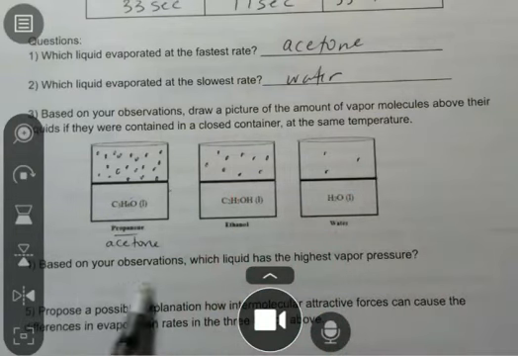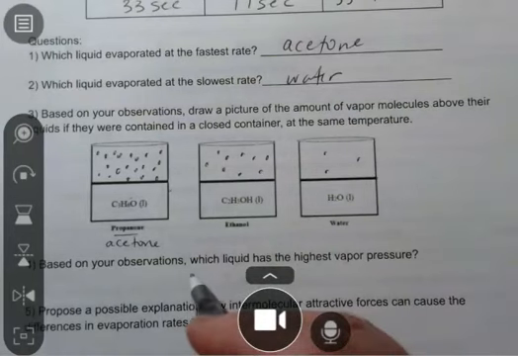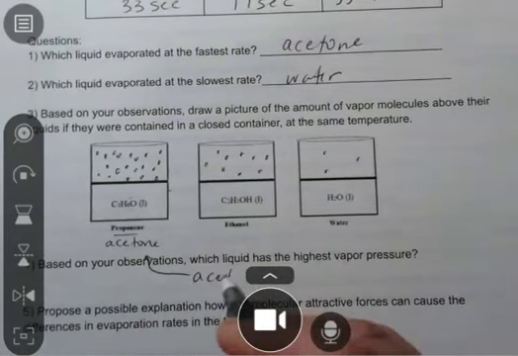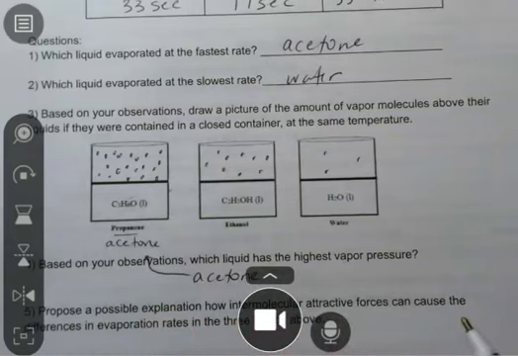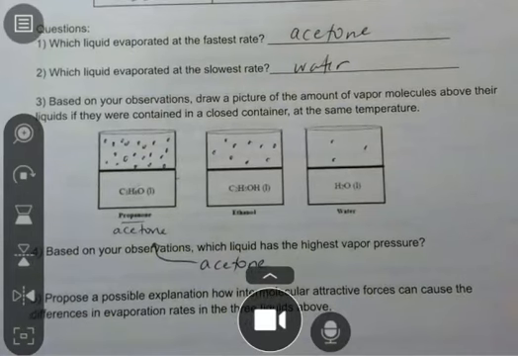Okay, so based on the observations, which liquid is going to have the highest vapor pressure? Well, that's going to be acetone, the one that evaporated the easiest, the one that produced the most gas particles in the shortest amount of time.